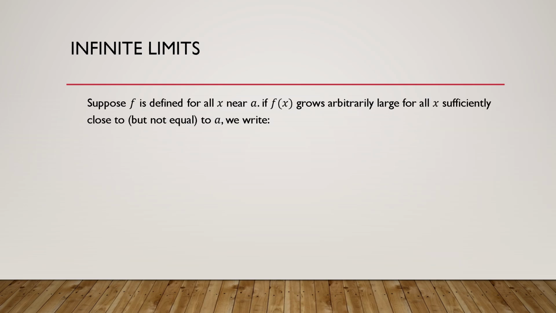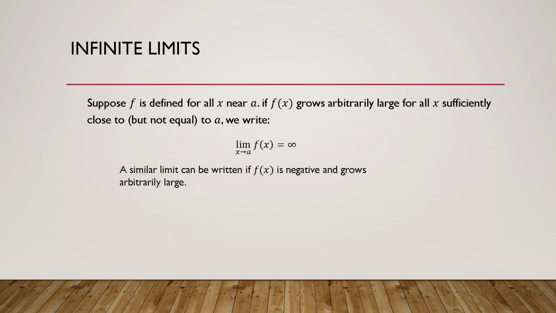Suppose f is defined for all x near a. If f grows arbitrarily large for all x sufficiently close to but not equal to a, we write the limit of f of x as x approaches a equals infinity. A similar limit can be written if f of x is negative and grows arbitrarily large. The limit of f of x as x approaches a equals negative infinity. In these cases, the line x equals a is a vertical asymptote.